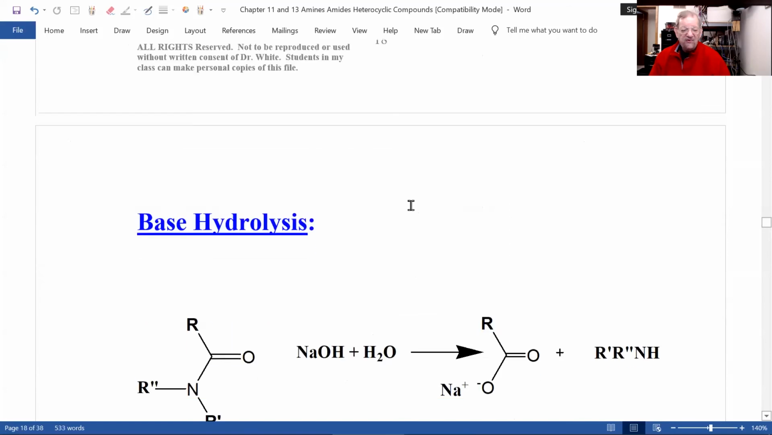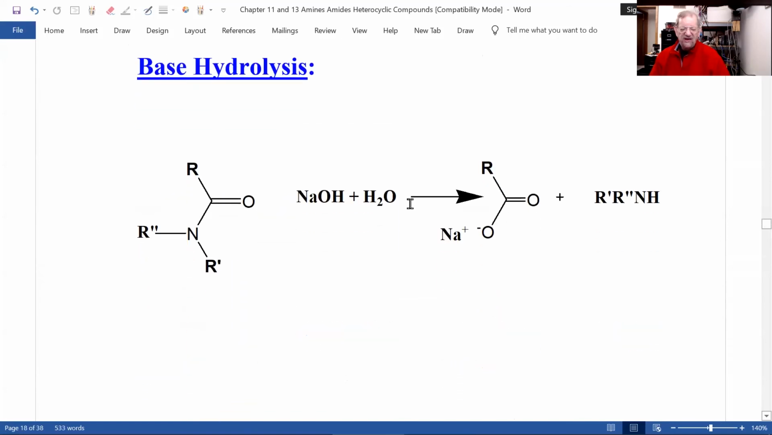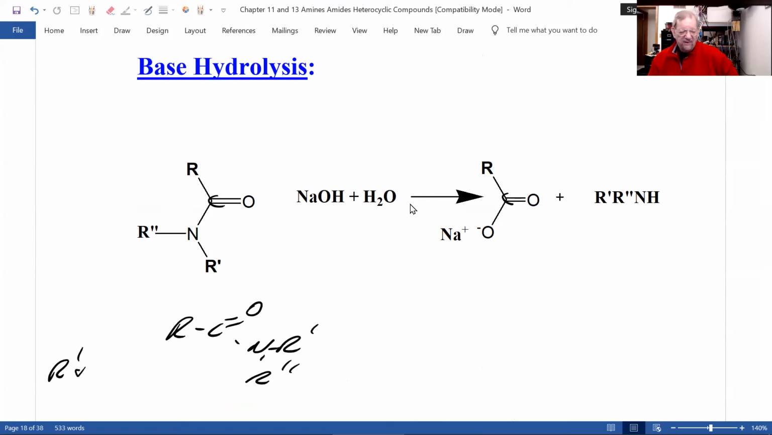Now you can also do base hydrolysis, and I'll use sodium hydroxide. You could use other bases. And let's take a look at this. If I have an amide, remember R prime and R double prime can be hydrogen.